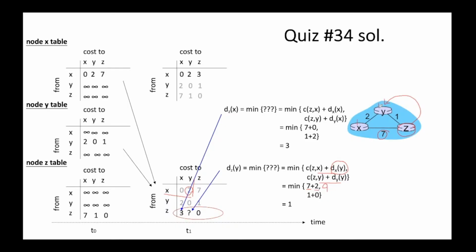What about the other neighbor of z? zy is 1 again. What about the shortest distance from y to y? And hey, it's itself. So y to y, the cost is 0. So this other path going through y gives us only path cost 1. Therefore, going through y gives us the shortest path from z to y. And therefore, we update the entire dz, which is now 3, 1, 0.